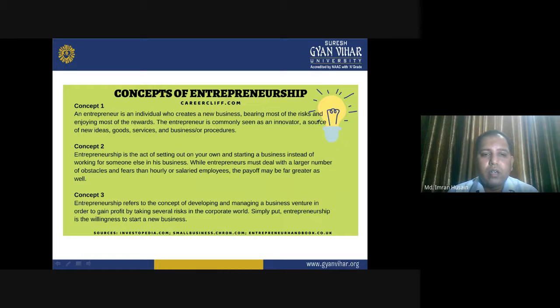Concept 3: entrepreneurship refers to the concept of developing and managing a business venture in order to gain profit by taking several risks in the corporate world. Simply put, entrepreneurship is the willingness to start a new business. So the overall motto of this venture is that we have to inspire the new generation to start up a new business.